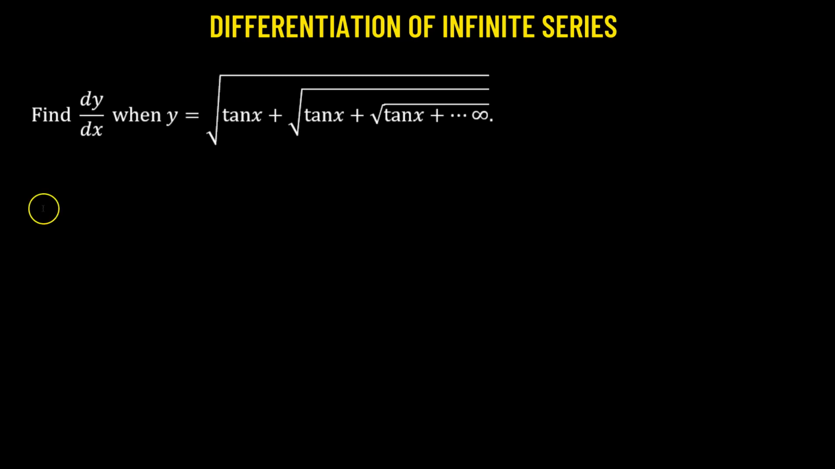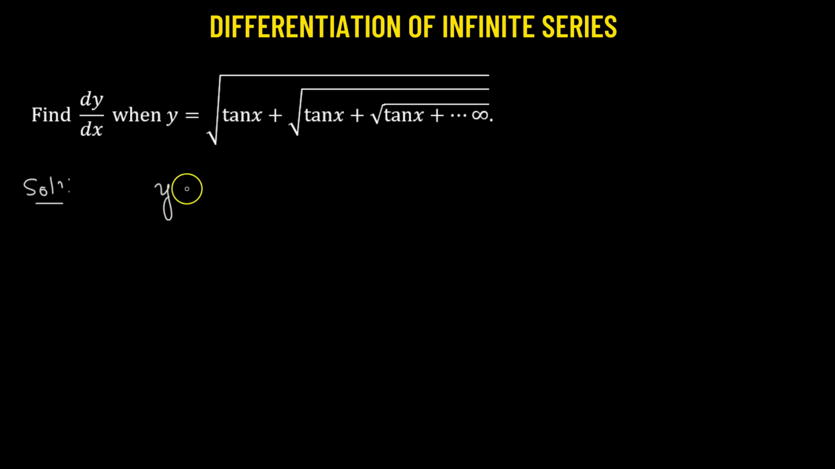We need to obtain the derivative of y with respect to x, whenever y is given by the square root of tangent of x plus the square root of tangent of x, and this goes all the way up to infinity. So this is an infinite series, and we then need to find its derivative with respect to x.